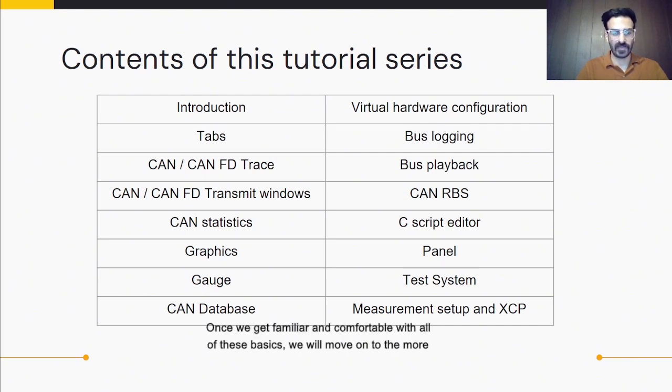Once we get familiar and comfortable with all of these basics, we move on to the more advanced features, for example, virtual hardware configuration, bus logging and playback in order to record and replay the real data over the CAN. Also, we are going to talk about CAN RBC, which stands for Remaining Bus Simulation. A very important feature to test ECUs and their response.